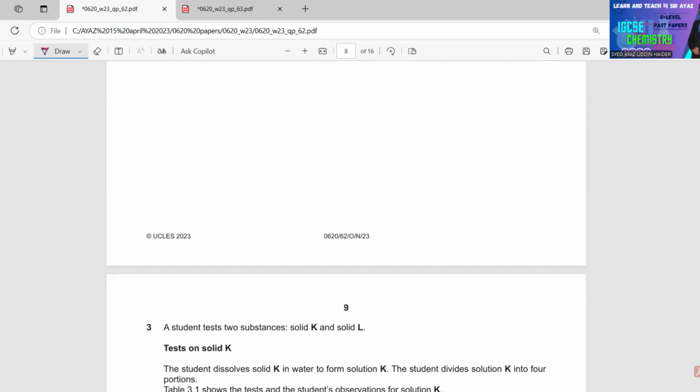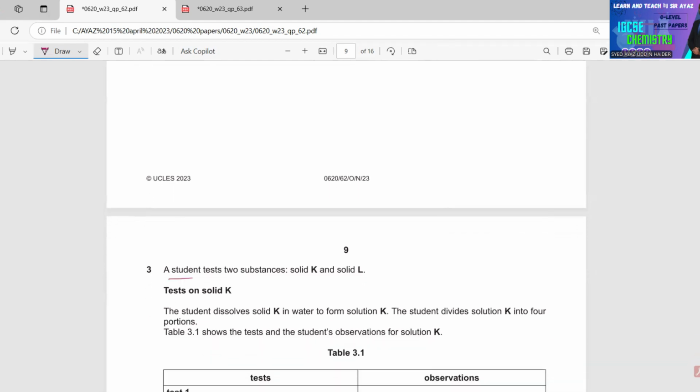Here's question number 3. A student tests two substances, solid K and solid L. Test on solid K. The student dissolves solid K in water to form a solution K. The student divides solution K into 4 portions. Table 3.1 shows the test and the student's observations for solution K.